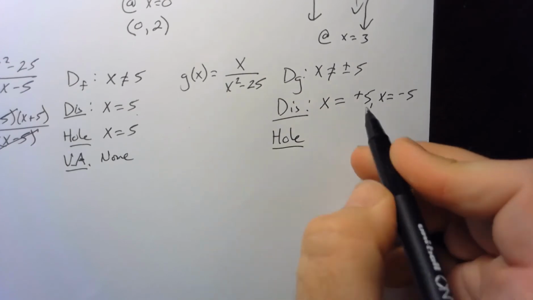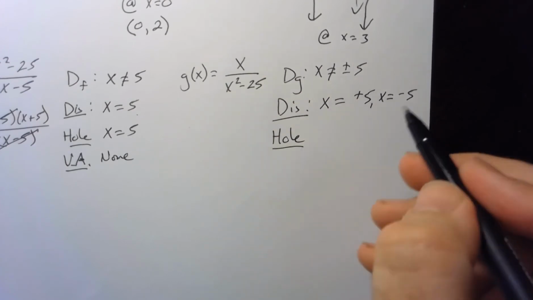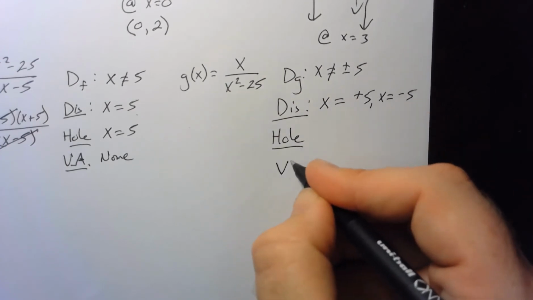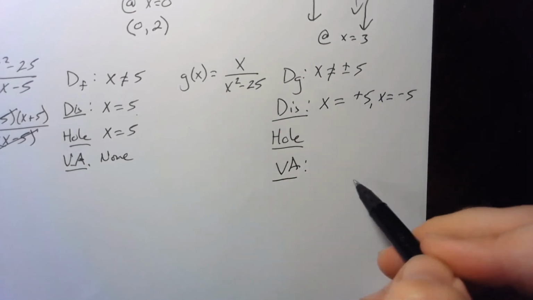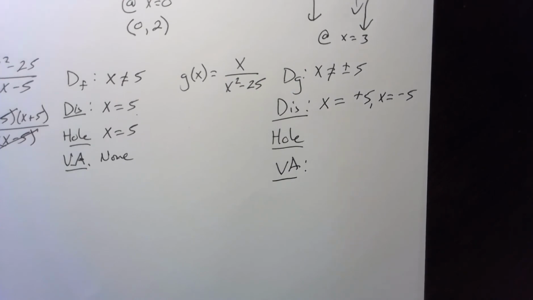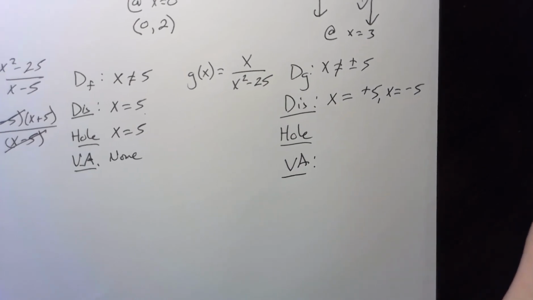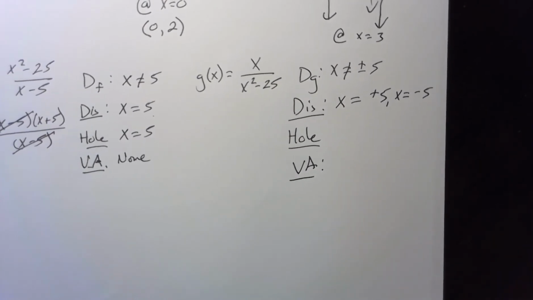So it's possible for this x plus 5 to end up being a hole, while this x minus 5 ends up being a vertical asymptote. It is also possible that they both go into a hole. It's possible that they both go into a vertical asymptote. It's a matter of what the algebra shows the function to do, and the algebra is going to tell me which one it is.